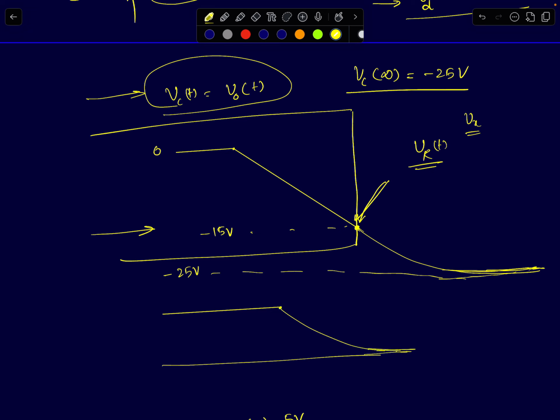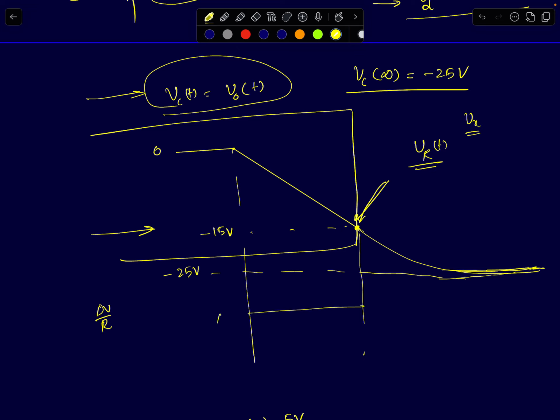It's very simple. Delta V by R will be the current in this interval. When the output is charging, the resistor is supplying a constant current of value delta V by R. From this point onwards, the voltage across the resistor comes down to 0, which means current also will go down to 0 with a time constant of RC. This is how the current waveform will look, or the voltage across the resistor. Okay, so all these things you will be able to draw or interpret.